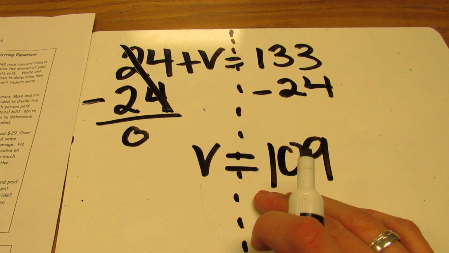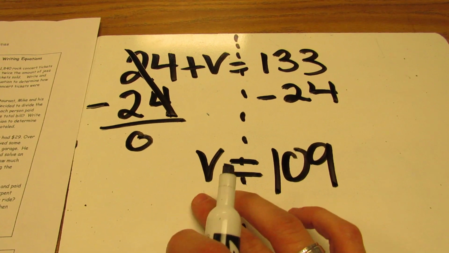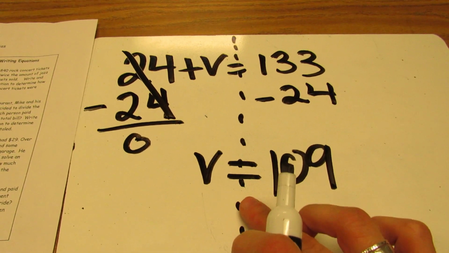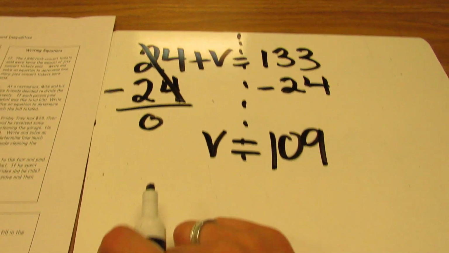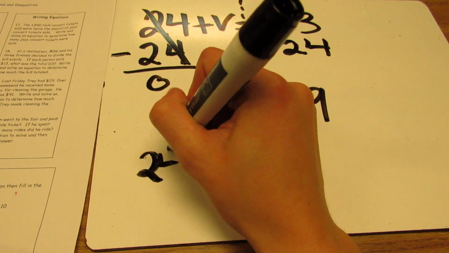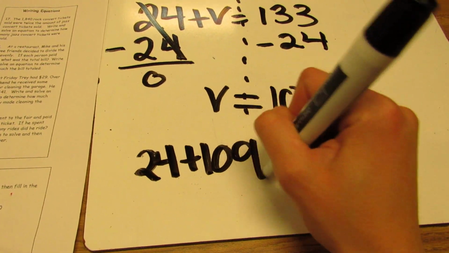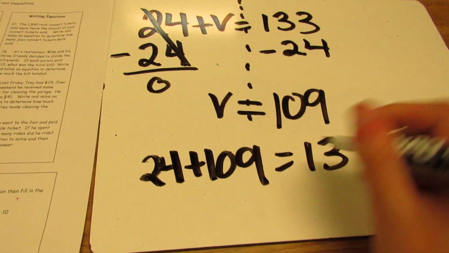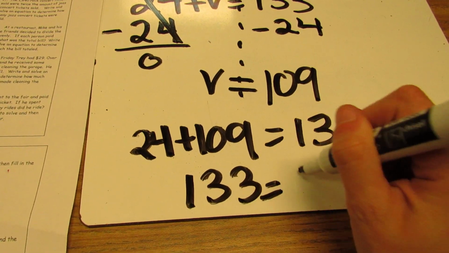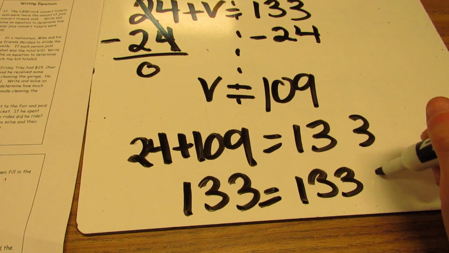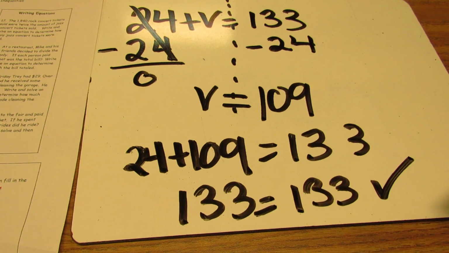Okay, so when you're done with this, remember you've successfully found what v is, but I don't want you to stop there. I want you to go ahead and plug the variable back in and check yourselves. So 24 plus 109 equals 133. If I add 24 and 109, I get 133, and this proves that 133 is equal to 133. So that's how you do that.